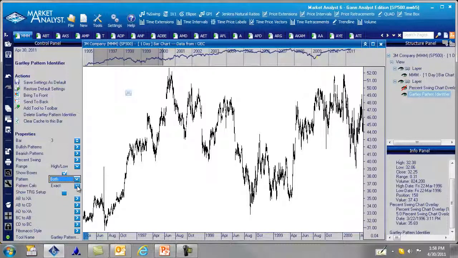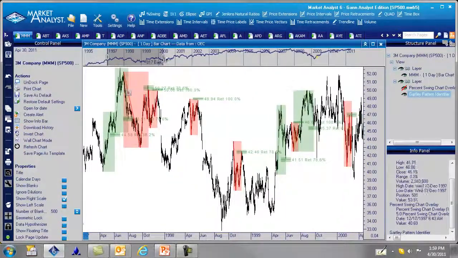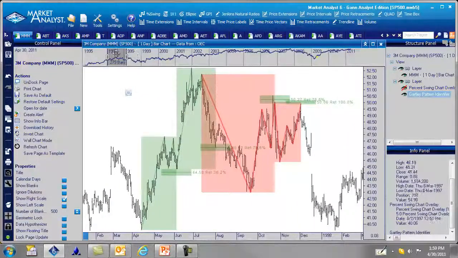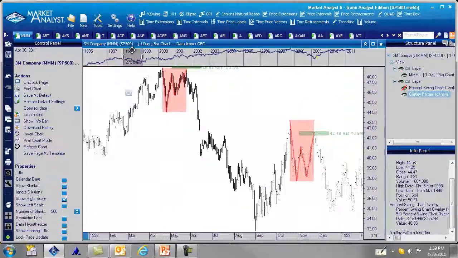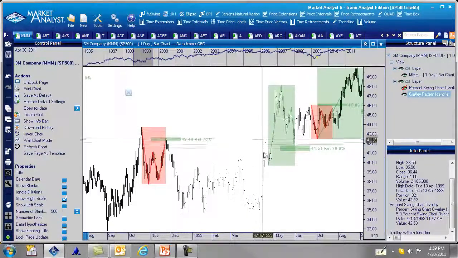Pattern calculation, you can choose exact or high to low. Now, if I hit this high to low, it's going to show you all kinds of things on the chart. So I'm going to do it here, high to low. Okay, now they're all over the place, right? And when we have it set to high to low, it's going to find all the different patterns, and the criteria is not very stringent.